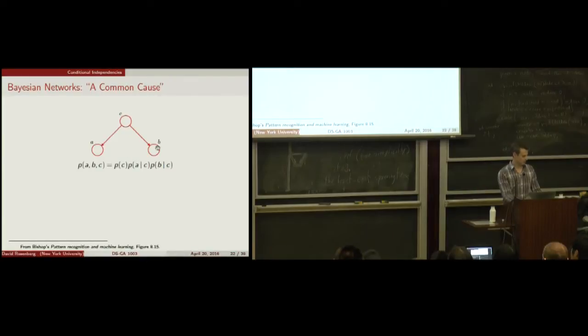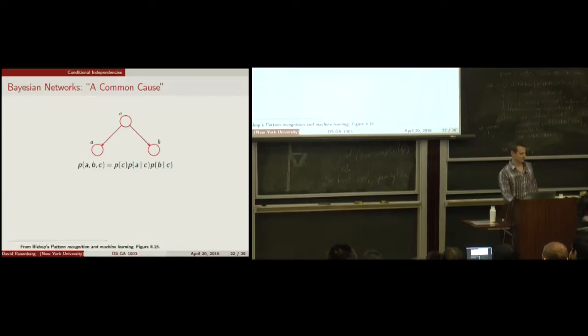So we have 3 nodes, A, B, and C, with directed edges pointing down from C to A and to B. And that corresponds to this type of factorization, right? Just from the definition of Bayesian network. Clear? All right. So now let's ask some questions. Let's ask whether A and B are independent. So do you think A and B are independent in this graph?